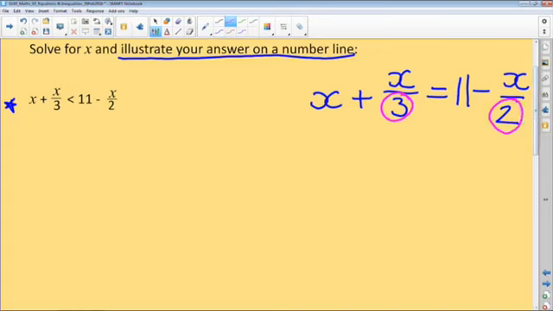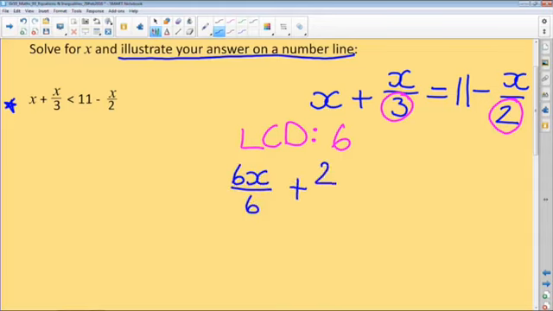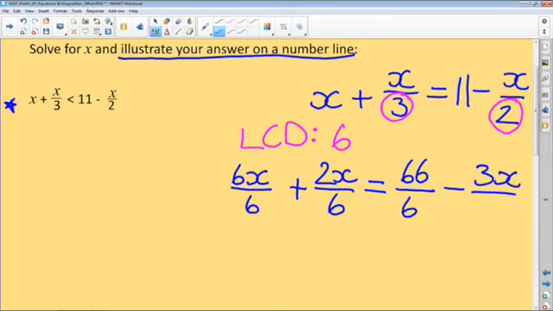I've got a fraction with a denominator of 3 and a fraction with a denominator of 2, which means the lowest common denominator for this equation is going to be 6. So I'm going to change everything to have a denominator of 6, which means I have 6x over 6 plus 2x over 6 equals 66 over 6 minus 3x over 6.